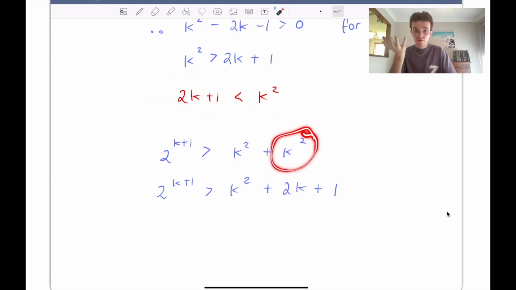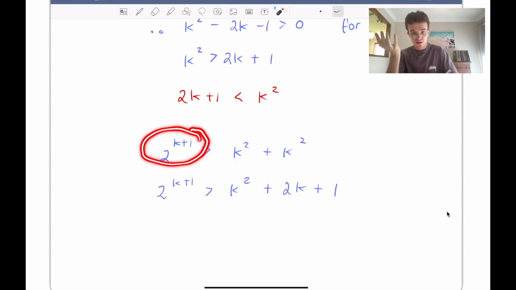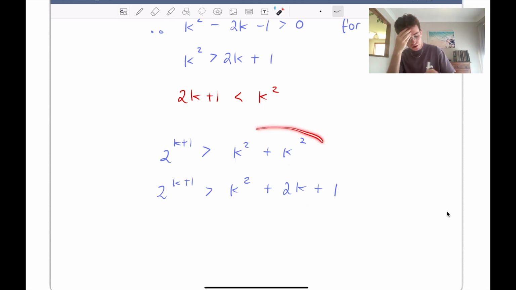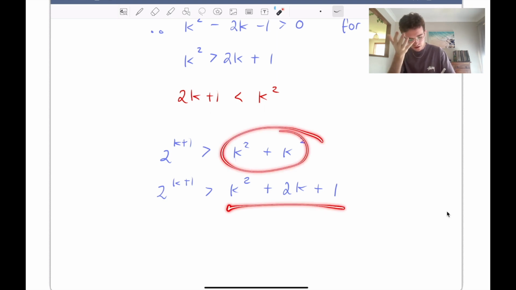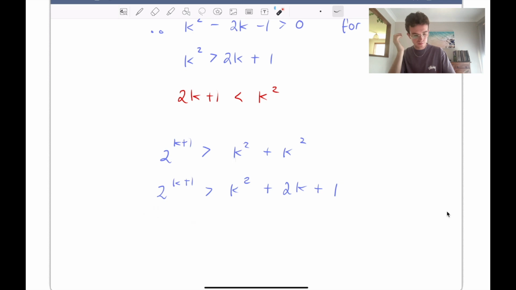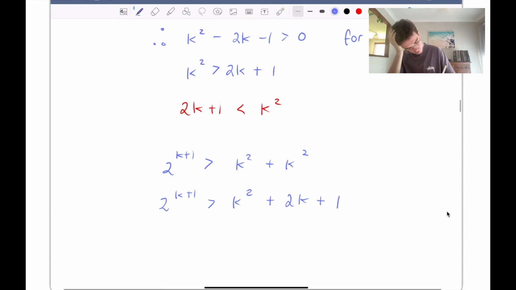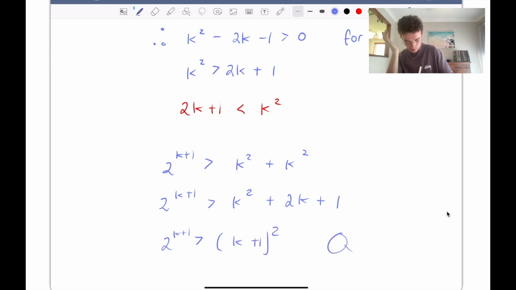So say if k squared was 5 and I replace it with 2k plus 1, which might be 4, then this expression is going to be less than what it originally was, which means it's still greater than this expression. So if 2k plus 1 is less than k squared, then if I replace k squared with 2k plus 1, this whole expression has gotten smaller because this is less than that. And if it's gotten smaller, this still has to be greater than it. So therefore 2 to the power of k plus 1 is greater than, if we factorize it, (k plus 1) squared, which is what we're required to prove. QED. Awesome. Thank you.